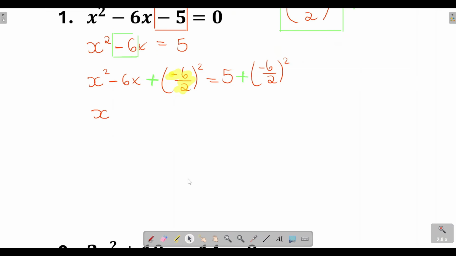So let me just do that. Okay, so we've got x squared, minus 6x. I'm basically going to rewrite what I've written here at the top, but I'm just going to simplify this bracket so you guys see what's happening.